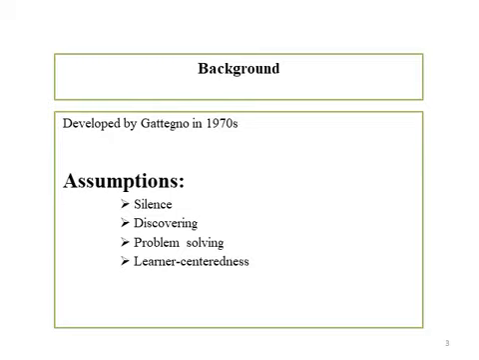The silent way was developed by Gattegno in the 1970s. It's based on several assumptions that stress the importance of silence as a means for boosting learners' metacognitive skills. It assumes that learning takes place when learners are silent and thinking about ways to solve problems.